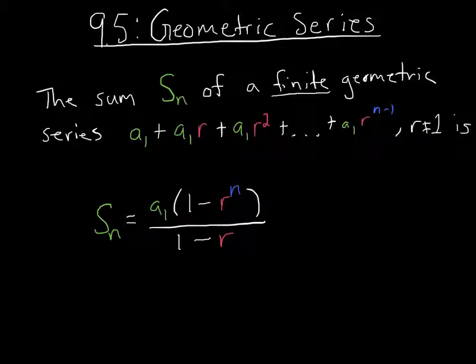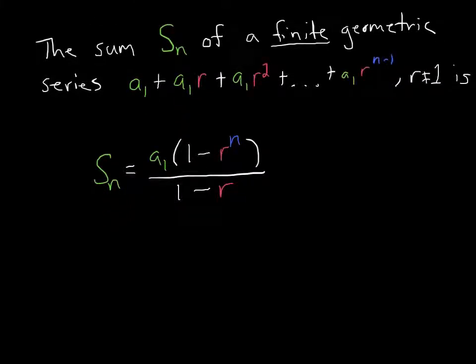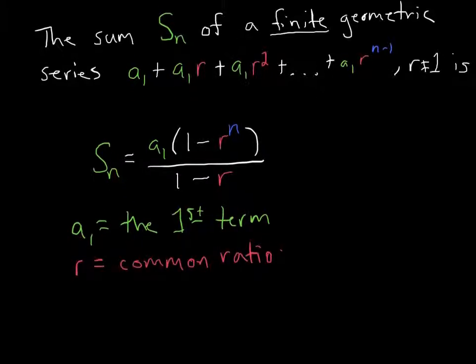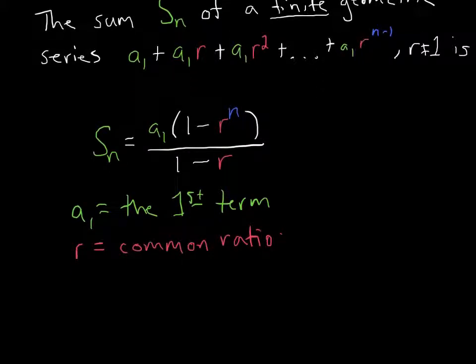And then remember what these terms stand for. A sub 1 is the first term. R is just the common ratio. And then n, if you remember, is the number of terms in the series.